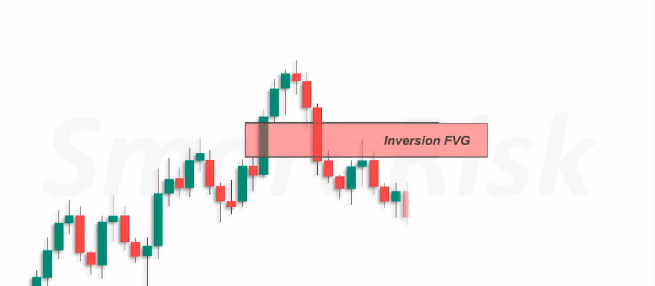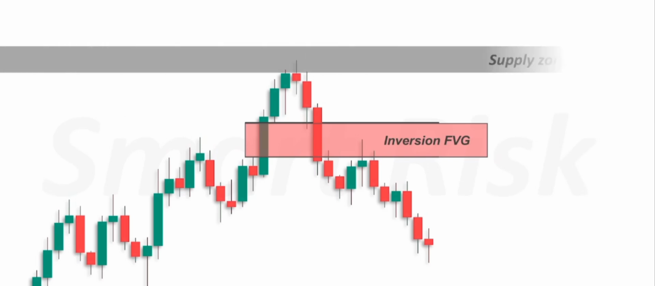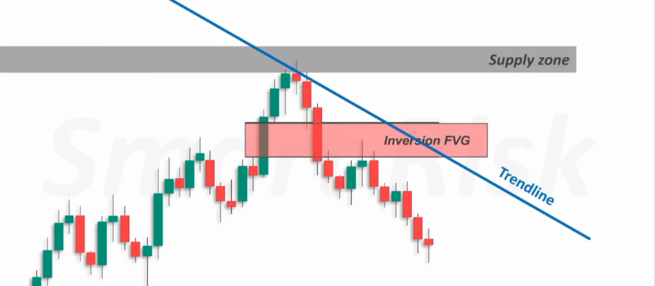Now we can place a sell limit and expect the price to either retrace back to this zone or move lower. Keep in mind that this method works much better when combined with other concepts. For example, if an inversion FVG occurs after touching a higher time frame key level or a higher time frame trend line, it has a higher chance of working out.